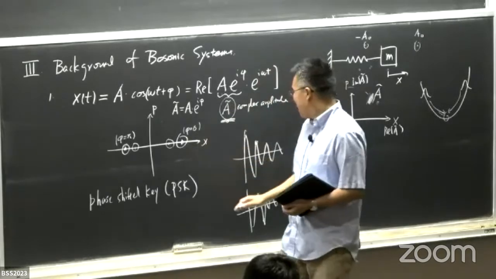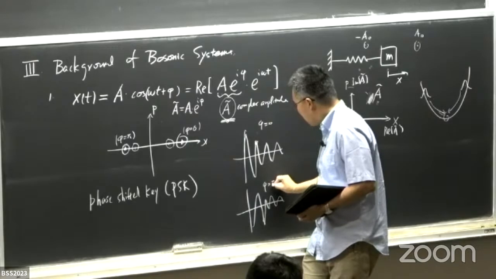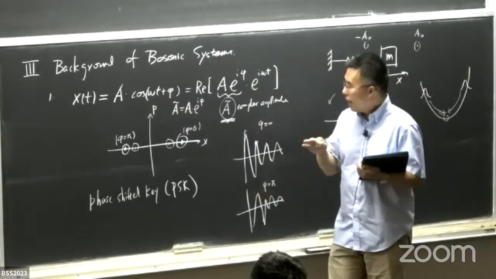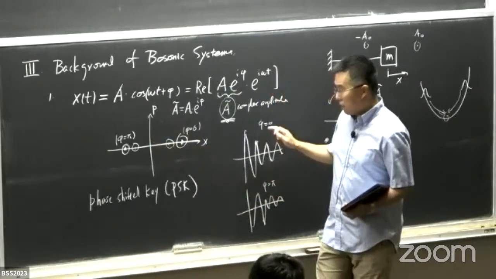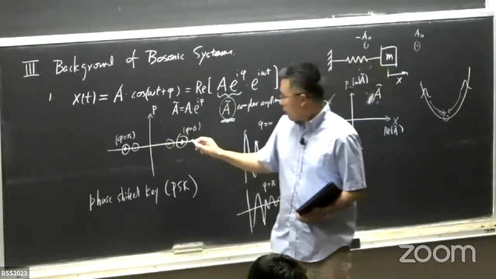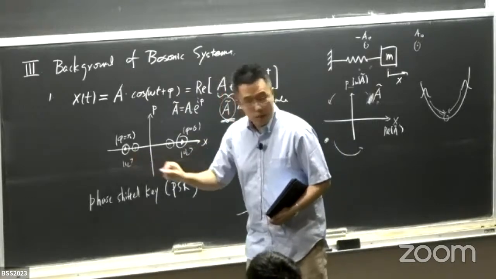So if you encode in the phase, you will see that this is phase phi equal to 0, and that's phase phi equal to pi. And it doesn't matter how you oscillate, as long as the amplitude doesn't decay to 0, you will know what the phase is in there. So this you can say is a logical 0, and that could be a logical 1.